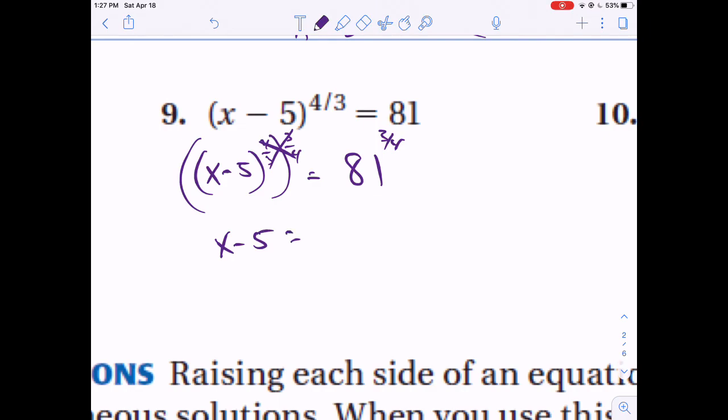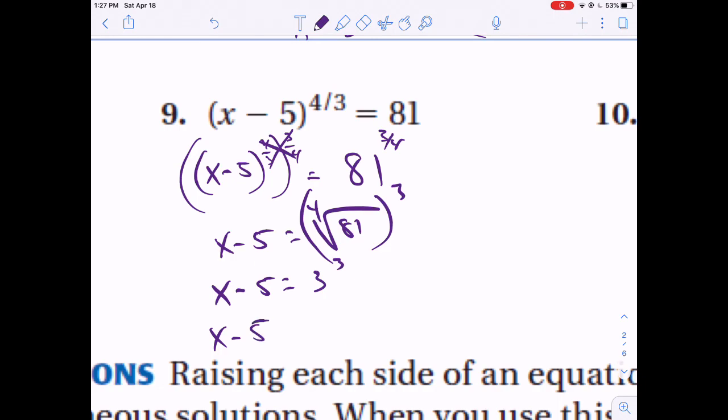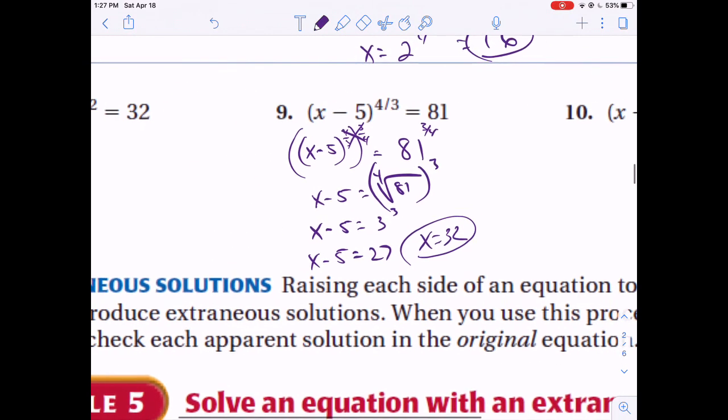81 to the 3/4. Well, this is the 4th root of 81 to the 3rd power. Had we been there together over these last few weeks, you'd have done enough practice that you'd just get it, but the 4th root of 81 is 3. So we get x minus 5 equals 3 to the 3rd, which is 27. And by now, hopefully, you can cruise through this. You add your 5. X is 32. Okay? So again, there'll be an assignment for that. Give those a shot and send those in.